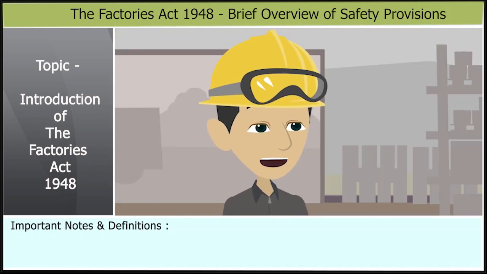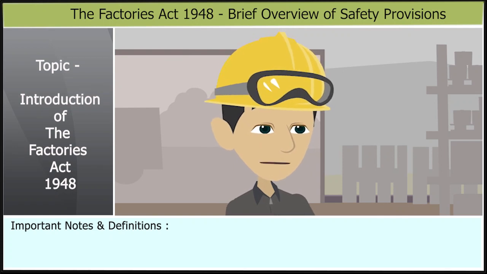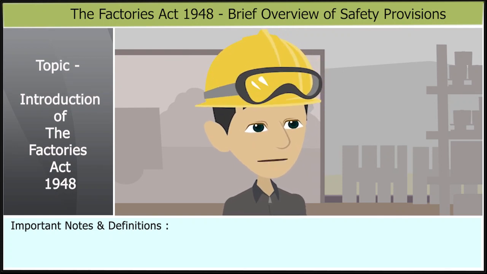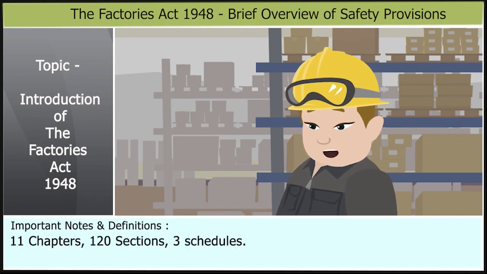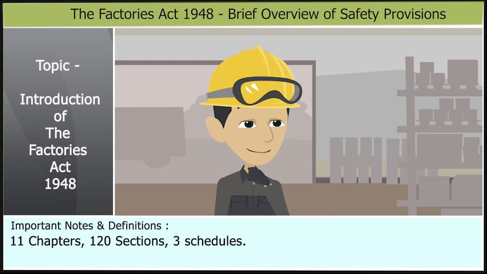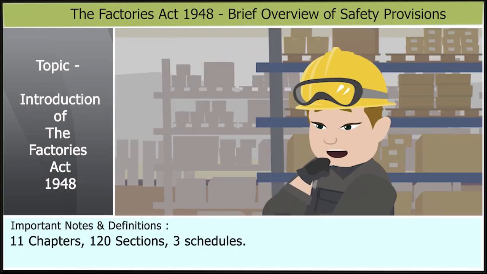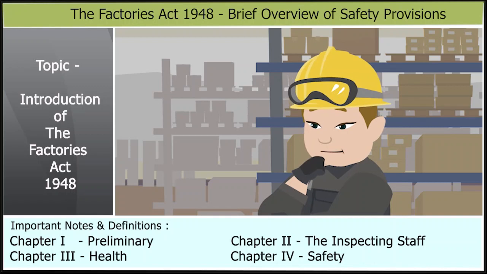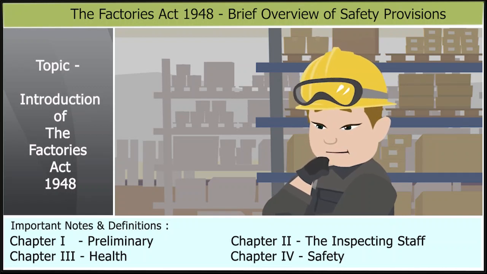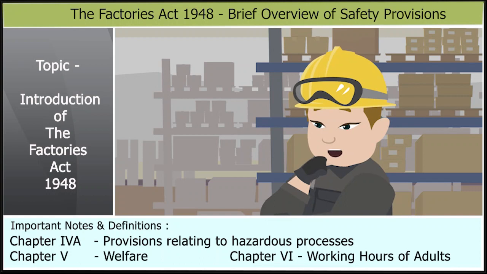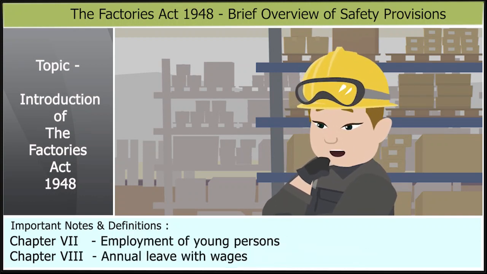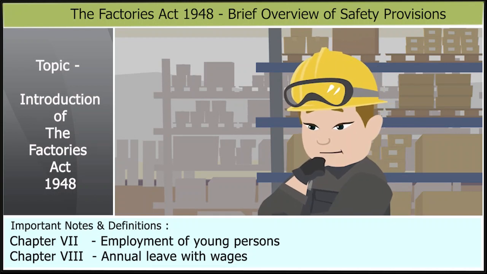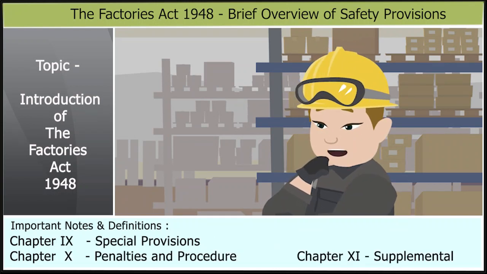Interesting. Can you tell me about the key provisions of the Factories Act 1948? The Factories Act 1948 has 11 chapters, 120 sections, and 3 schedules. The 11 chapters cover preliminary, the inspecting staff, health, safety, provisions relating to hazardous processes, welfare, working hours of adults, employment of young persons, annual leave with wages, special provisions, penalties and procedure, and supplemental.